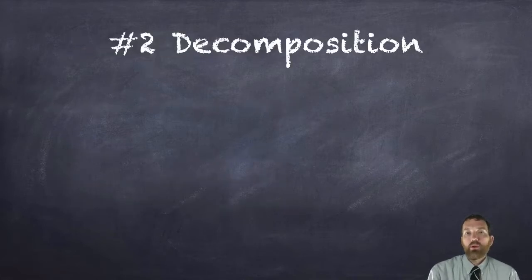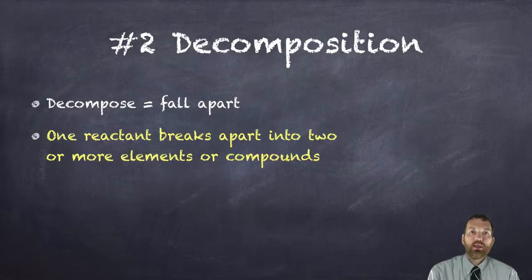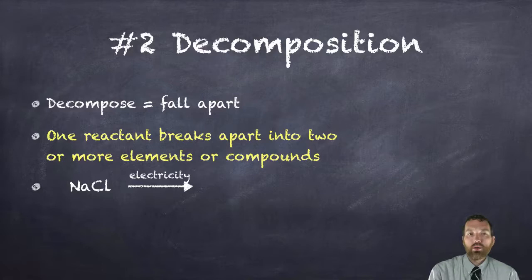Okay, our next type of equation we're going to talk about is a decomposition reaction. So decompose means to fall apart. So in a decomposition reaction, one reactant breaks apart into 2 or more elements or compounds. So in this example here, I have NaCl, and I can decompose salt with electricity. So that will break it apart into sodium atoms and chlorine atoms. So chlorine is never by itself, it's always diatomic, so that's Cl2.